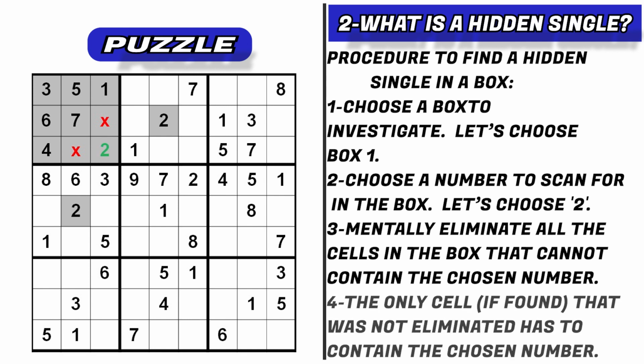Step number 4. If we are left with only one cell that was not eliminated at step number 3, that cell hides a single, which is your chosen number. In our case, 2 cannot be in the first cell of box 1 that already contains 3. It cannot be in the second cell either, as it already contains 5. It cannot be in the 3rd, or 4th, or 5th, or 6th, or 7th, or 8th cell. The only cell left that can contain 2 is the 9th cell of box 1. Therefore, we place 2 in that cell.